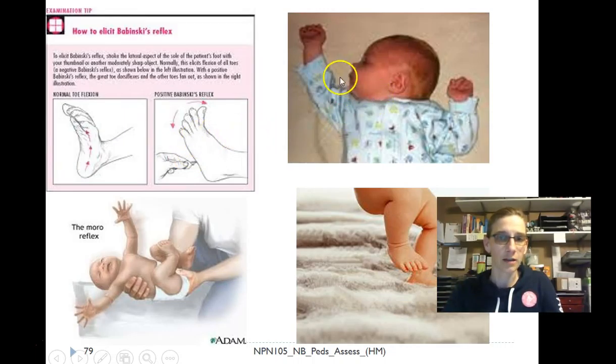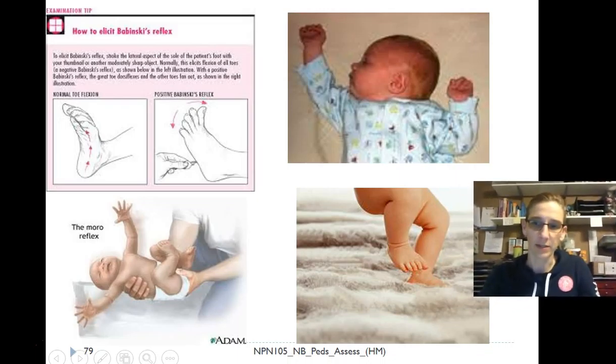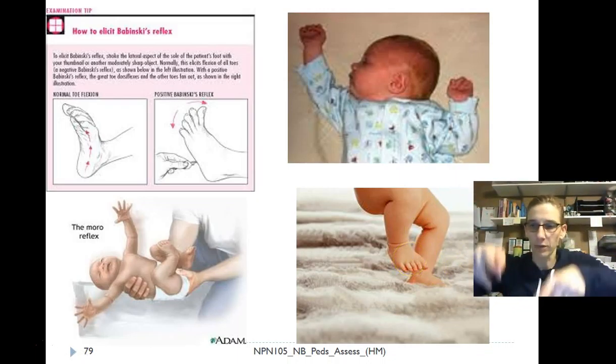This is your tonic neck reflex. This is the Moro or the startle. And this is the stepping reflex or dancing reflex. If you put their feet flat on the ground, you hold them up, put their feet on the ground, their feet will come up and down.